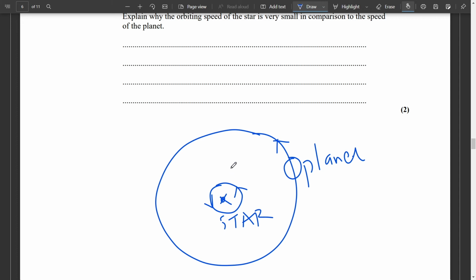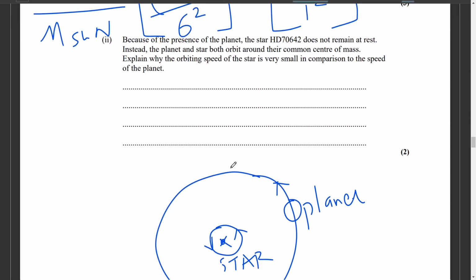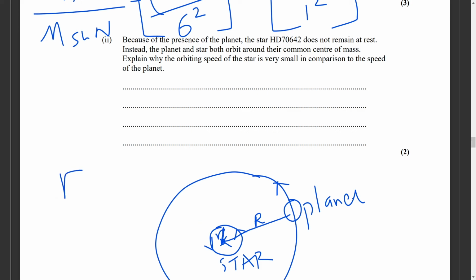So look at the question. The question is asking us to explain why the orbiting speed of the star is very small in comparison to the speed of the planet. Well, look at the distances. The distance from the center of rotation to the planet versus the distance from the center of rotation to the star. If I call the distance from the center of rotation to the planet R, then I'm going to call the distance from the center of rotation to the star small r. And what do you see? You see that small r is much, much smaller than big R.